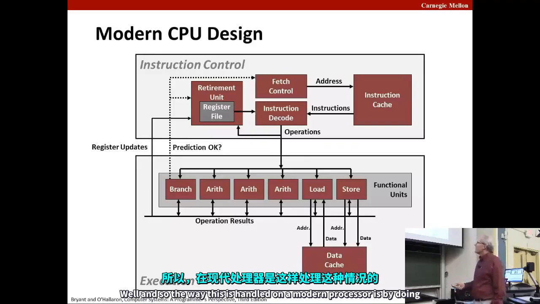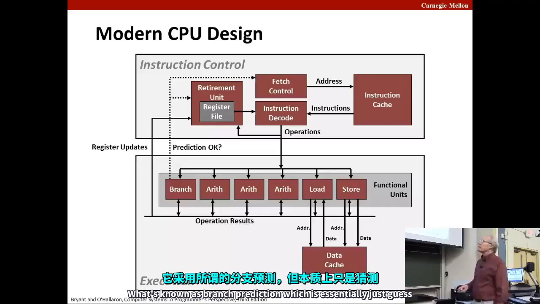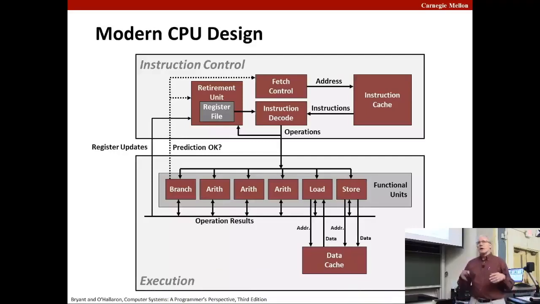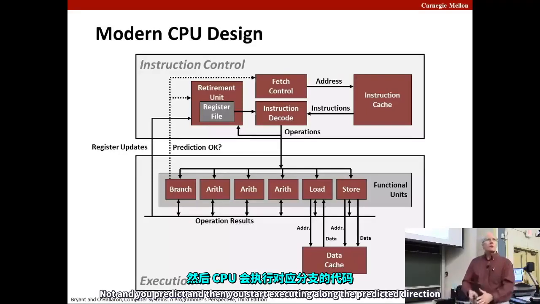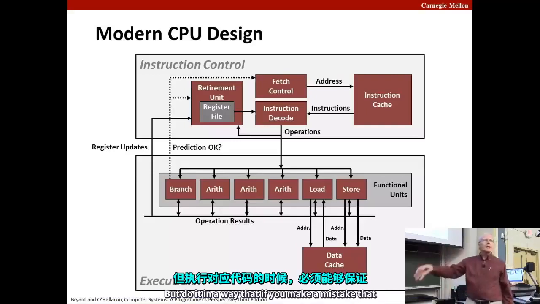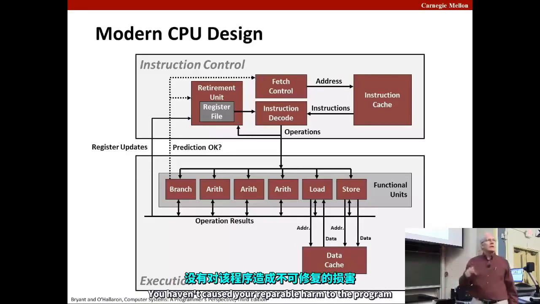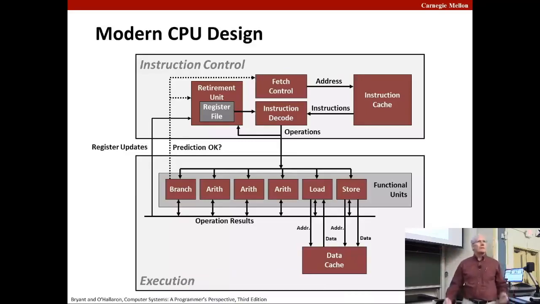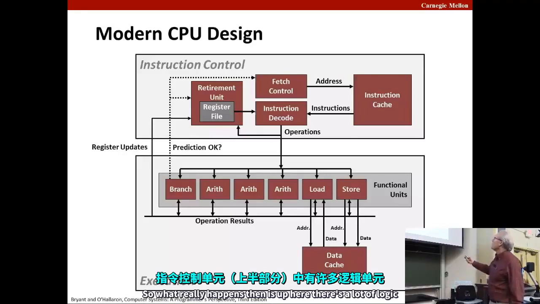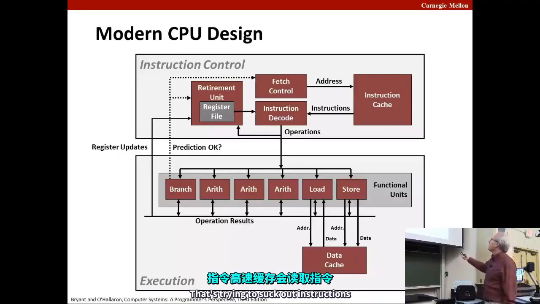And so the way this is handled on a modern processor is by doing what's known as branch prediction, which is essentially just a guess. Which way is this branch going to go? Is it going to be taken or not? And you predict, and then you start executing along the predicted direction. But you do it in a way that if you make a mistake, you haven't caused irreparable harm to the program. And we'll see what that means. So what really happens then is up here, there's a lot of logic that's trying to suck out instructions.